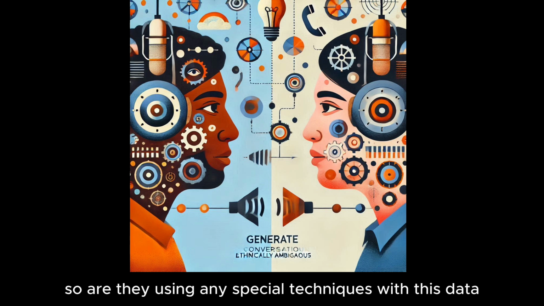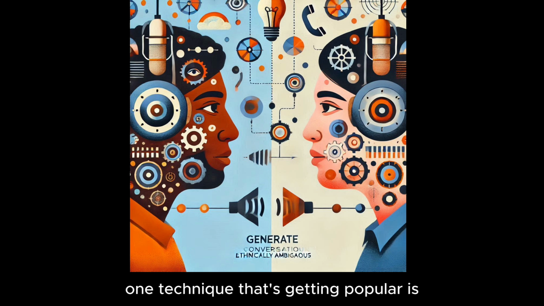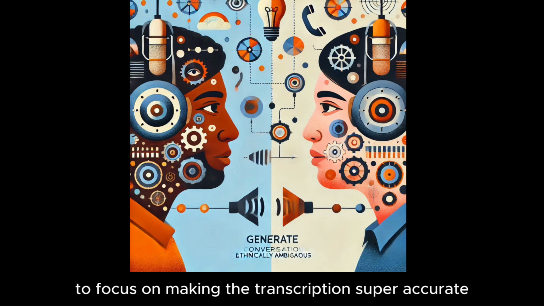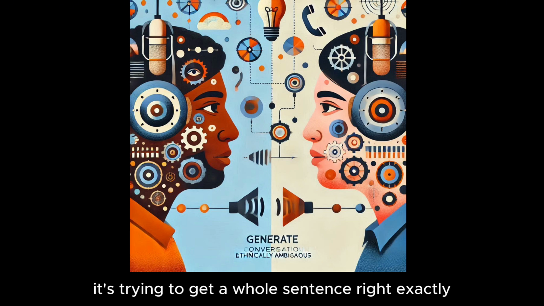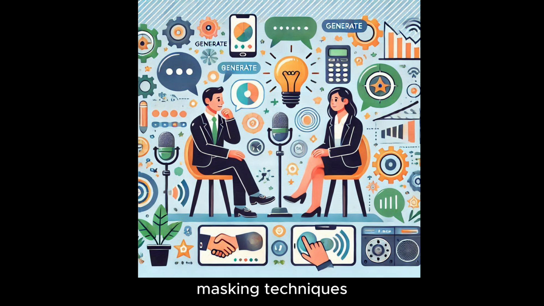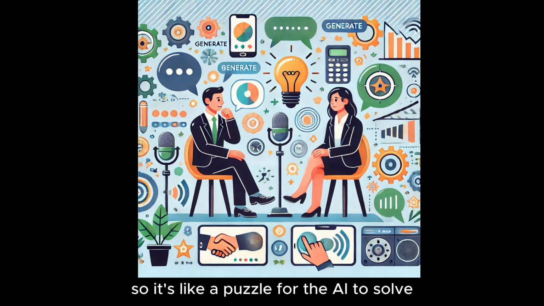So are they using any special techniques with this data? Oh, yeah, definitely. One technique that's getting popular is minimum word error training, or MWE. It's all about getting the AI to focus on making the transcription super accurate. So instead of just guessing the next word, it's trying to get the whole sentence right. Exactly. And they're even using these masking techniques at those tricky code switching points to help the AI understand the context better. So it's like a puzzle for the AI to solve.